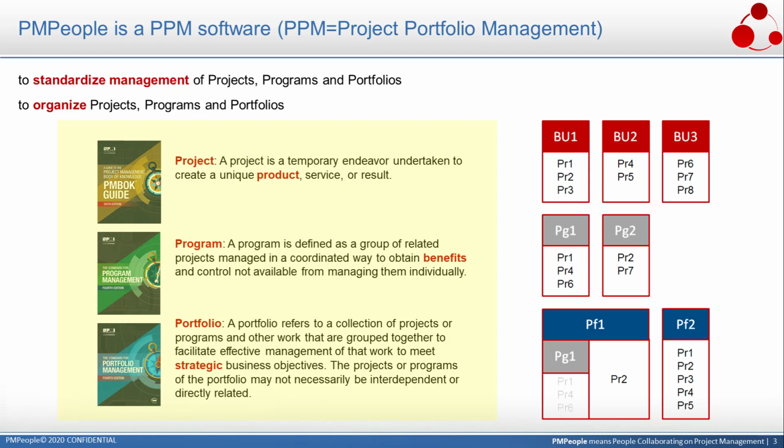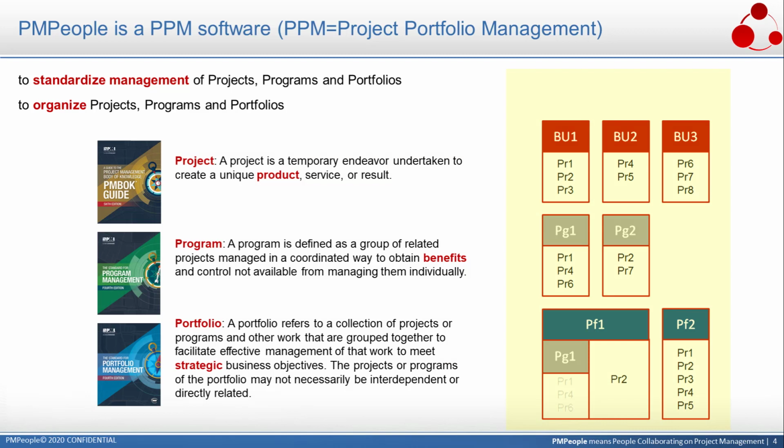A program is defined as a group of related projects managed in a coordinated way to obtain benefits and control not available from managing them individually. A portfolio refers to a collection of projects, programs, sub-portfolios and other work that are grouped together to facilitate effective management of that work to meet strategic business objectives. PMPeople implements the 3 standard management frameworks published by PMI in order to minimize the learning curve for any practitioner, project manager, program manager or portfolio manager.